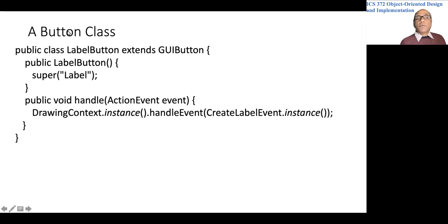Some of the other GUI classes, a representative one would be a button class for labels. So when you click on the label creation button, we call the handle event method of drawing context for creating labels. So we have this object create label event dot instance passed. So we select the appropriate handle event method of drawing context.